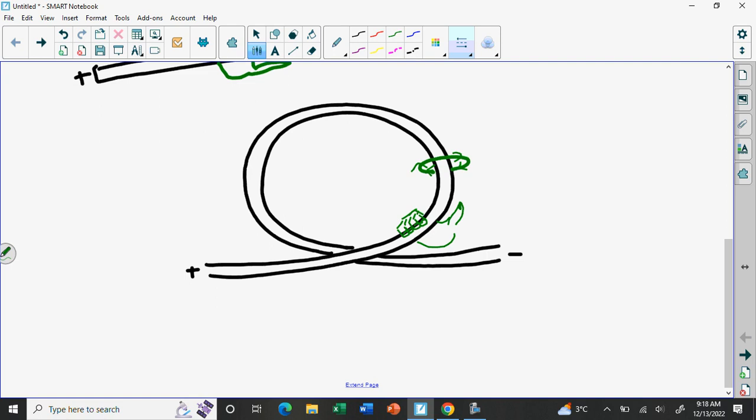That's our right-hand rule. Now, if I slide my right hand around the wire, what's interesting is if I slide it up to the top, then my thumb is pointing this way.